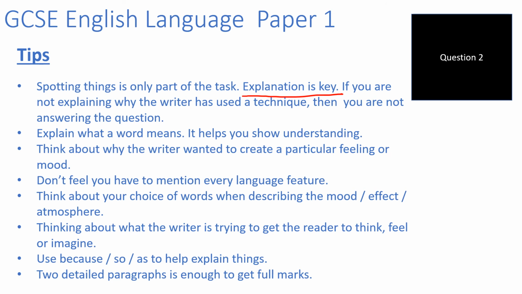The key thing is thinking about what the writer is trying to get the reader to think, feel, or imagine. Use because, so, and as to help you explain things. Because, so, and as are really good explanation words, and you should be using those all the time because they force you to explain. And finally, two detailed paragraphs is enough to get full marks.